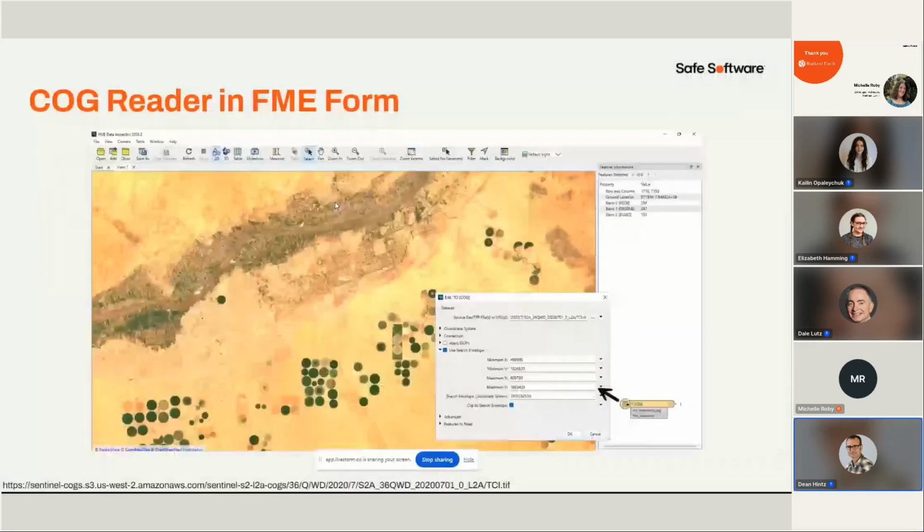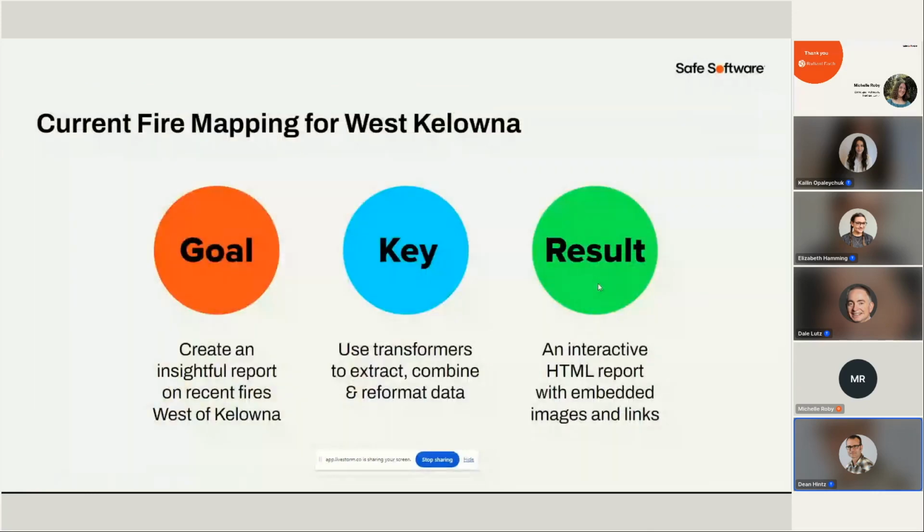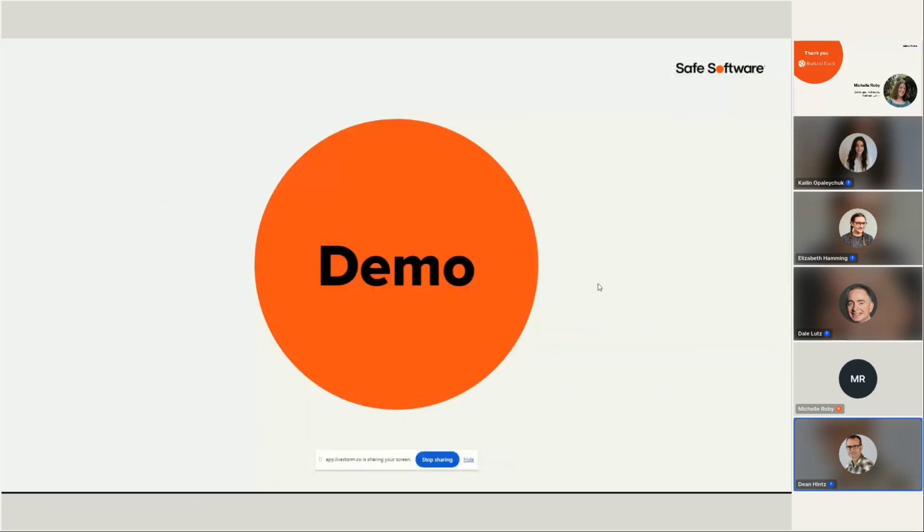I think I'm going to have to skip through most of this. Here you can see, again, you've got a much larger data set on the left and then just reading what we need on the right. So let's say for the project area. And what was neat about this is Kaylin generated an HTML report with embedded images and links.